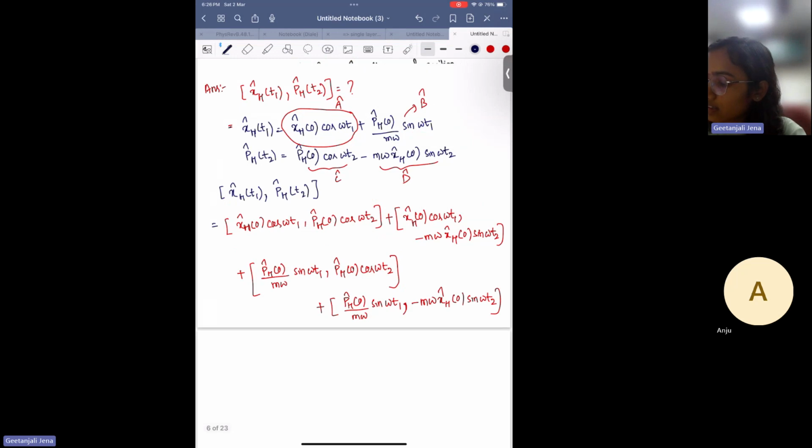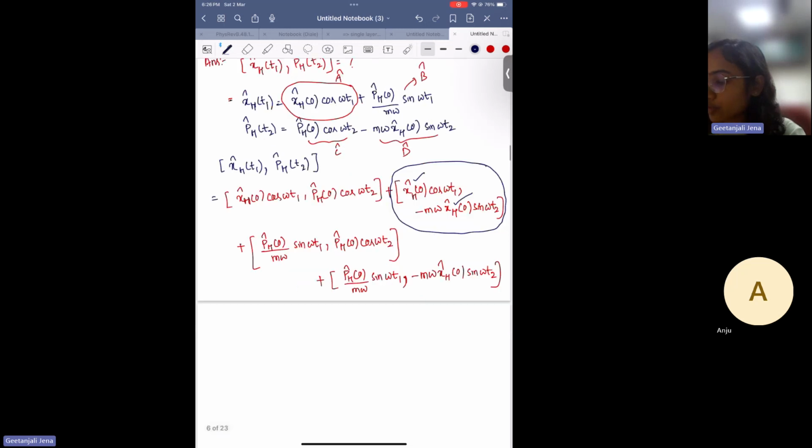Now you can see, if you look at this second term, there is only a position operator here, and there is also a position operator here. The constant terms don't have any commutation relation; the commutation relation of a constant is zero. So in the second term there is a position operator here and also a position operator here. That means this commutation relation would be zero because x is here and x is also here.